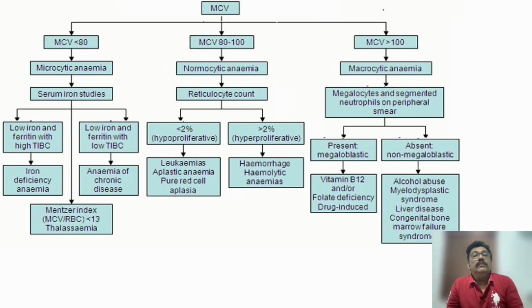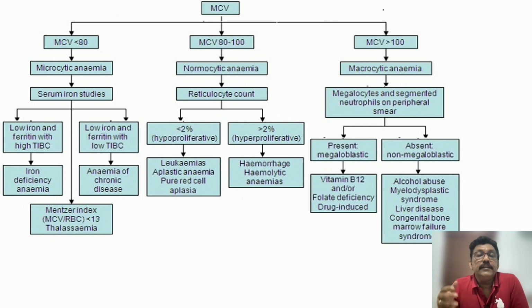Now, whenever we see an anemia case in the emergency room or in the ward, one very important investigation we always have to look at is the mean corpuscular volume. MCV normal is 80 to 100, which is normocytic anemia. Then you have to look at the reticulocyte count. If the reticulocyte count is less than 2%, it is called hypoproliferative. If reticulocytes are more than 2%, it is hyperproliferative.